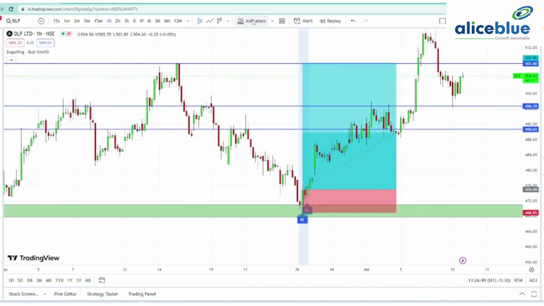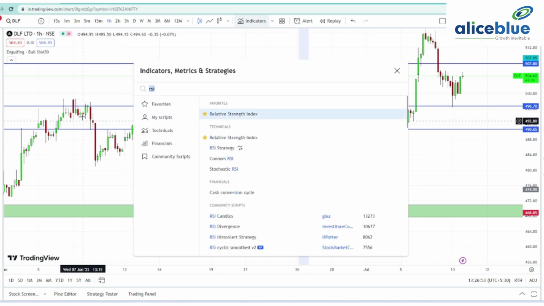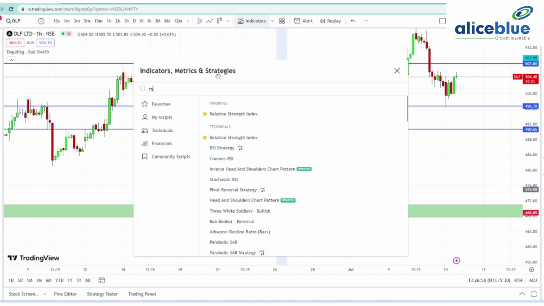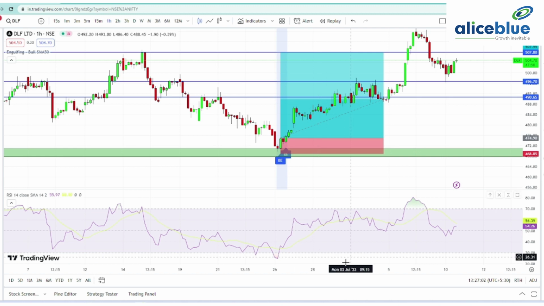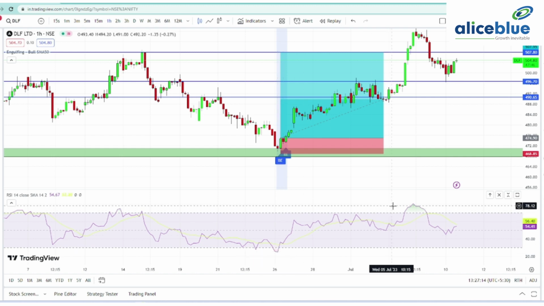And again, you can use this technique with RSI also. So in RSI, you can go to RSI and check the RSI. RSI means relative strength index. You can see here the RSI is trading below 30. The 30 means it's an oversold area. If the RSI is trading below 30, again the price should reverse from that level.